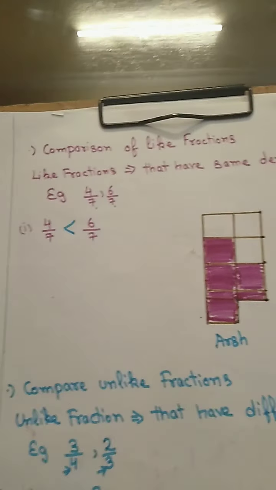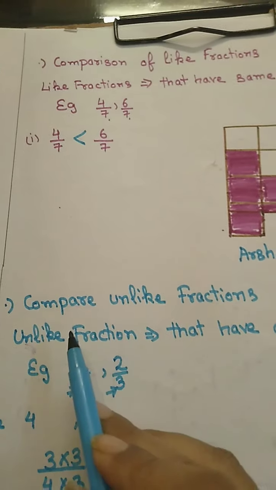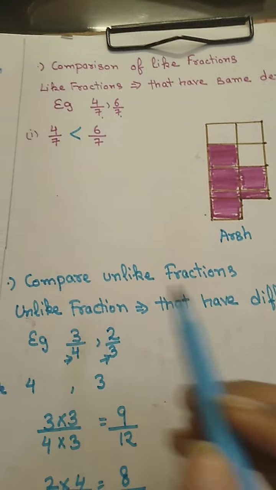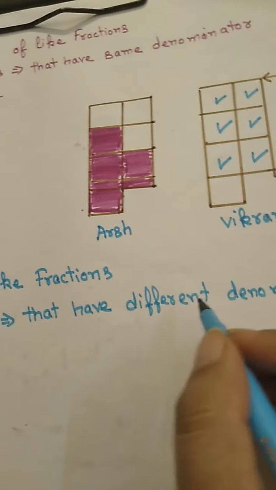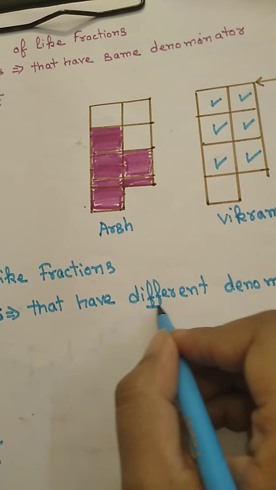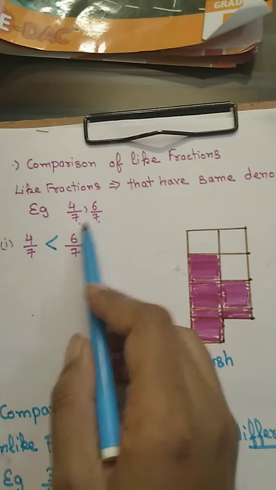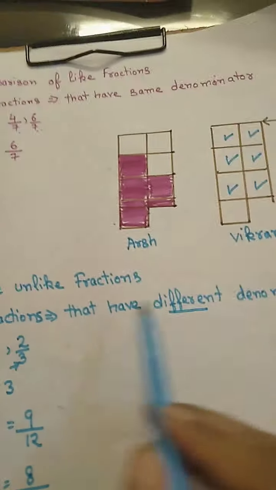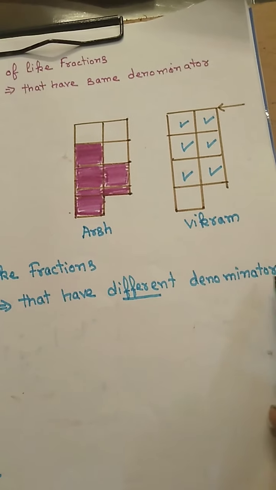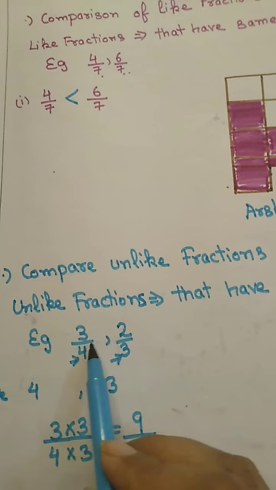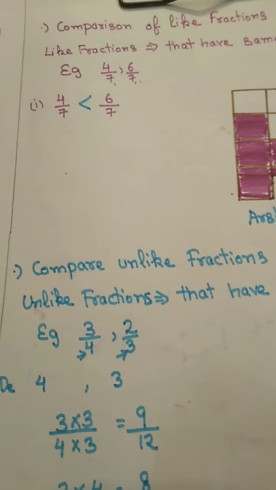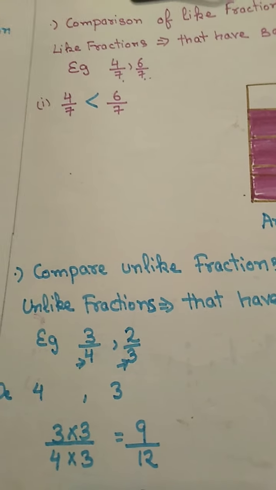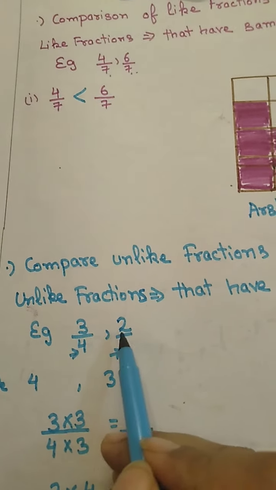So let us see how can we compare the unlike fraction. So what are unlike fractions? Fractions that have different denominator. In the case of like fraction has same denominator, but in the case of unlike fraction have different denominator. So in this, for example, 3 by 4, 2 by 3, they have different denominator.